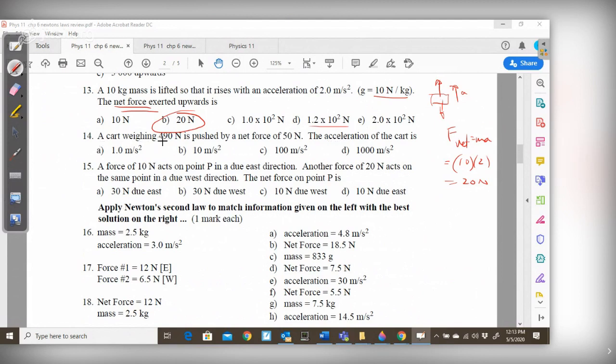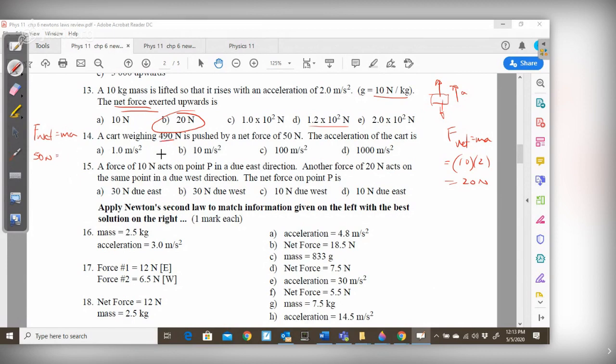A cart weighing 490 newtons is pushed by a force of 50 newtons. The acceleration of the cart is. So we need F net is equal to ma. And the cart is 490 newtons. Well, our F net is equal to 50 newtons. To calculate the acceleration, we need to know the mass.